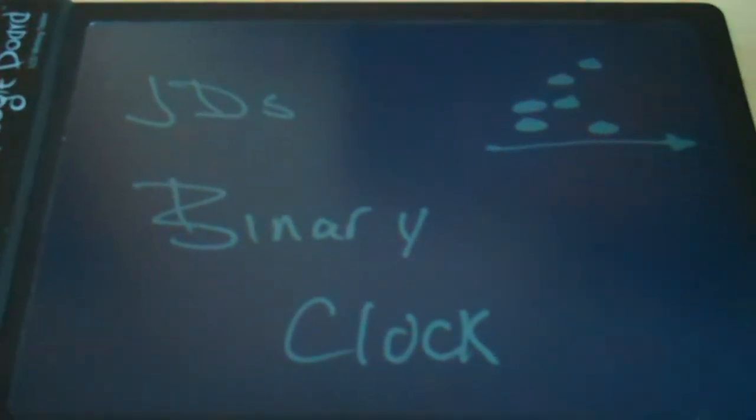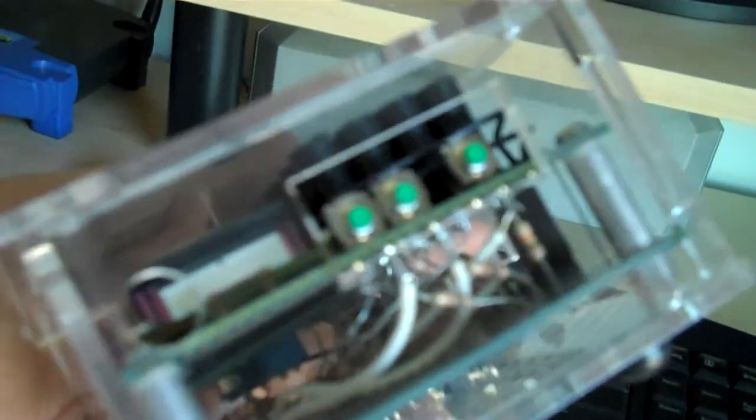This is my binary clock, JD's binary clock. Very nice acrylic case, got some feet on the back, main display, got the buttons on the right, power cord and communication port on the left.